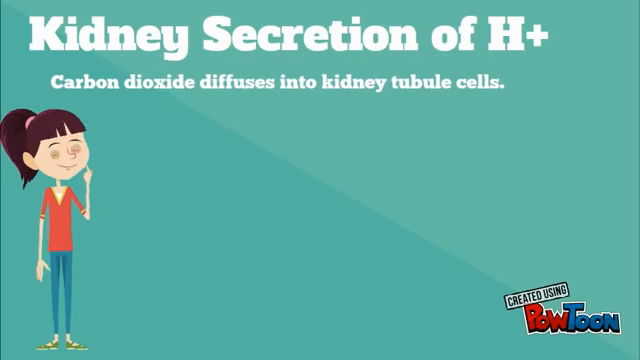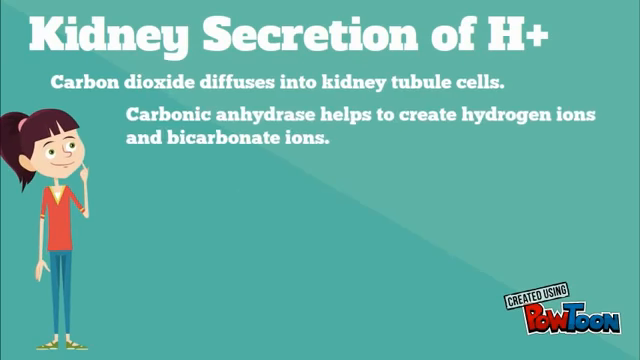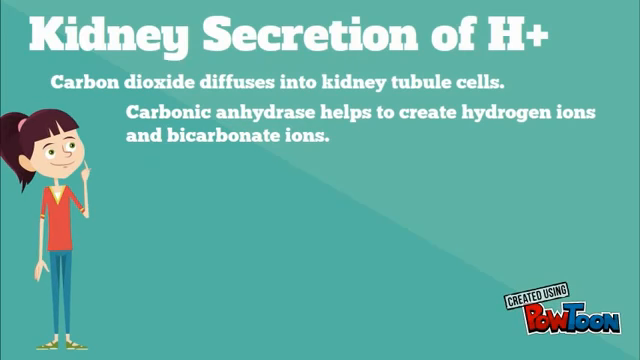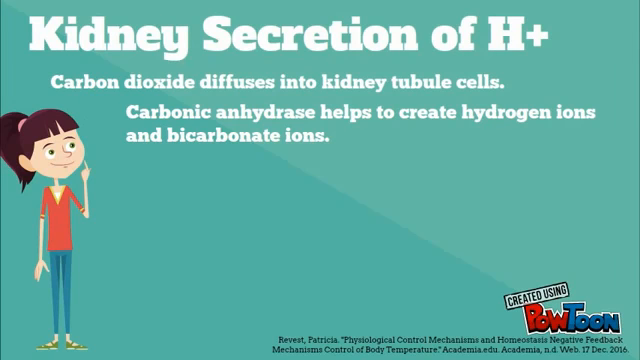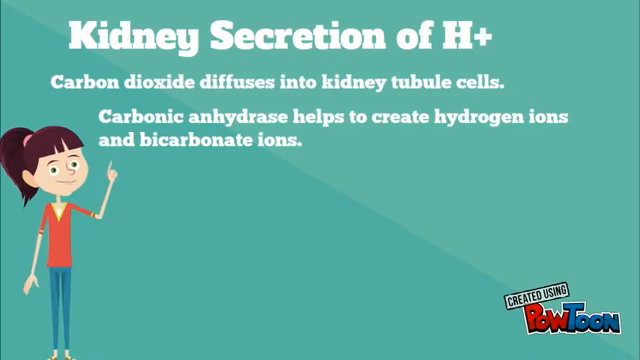Carbon dioxide diffuses into the kidney tubule cells. Carbonic anhydrase catalyzes the reaction in which carbon dioxide and water react to form carbonic acid, which dissociates into hydrogen ions and bicarbonate ions. The hydrogen ions then go out of the cells into the urine.